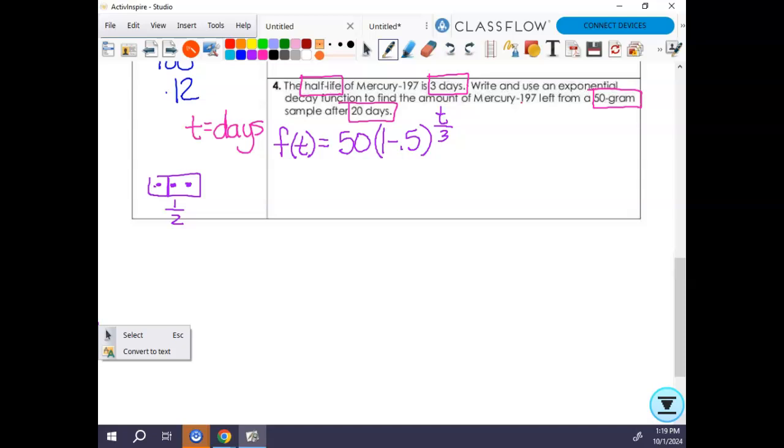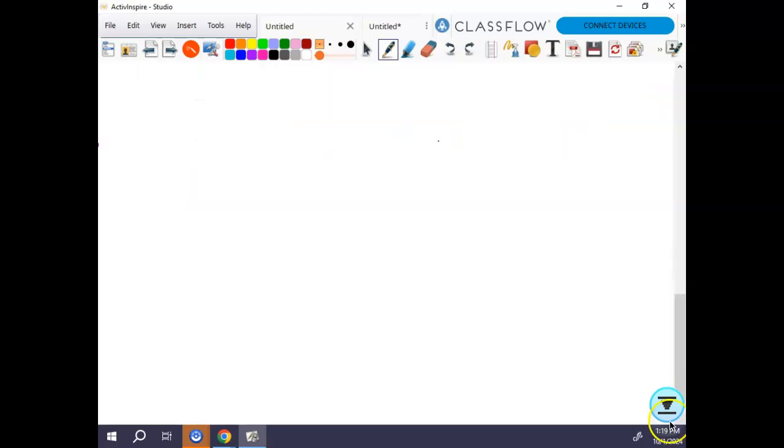If I put 3 times t, because it's either going to be multiply or divide because of this. That would mean if t was days, 1 day would put this to the 3rd power. 2 days would put that to the 6th power. Does that make sense? No, it's going to be reduced.